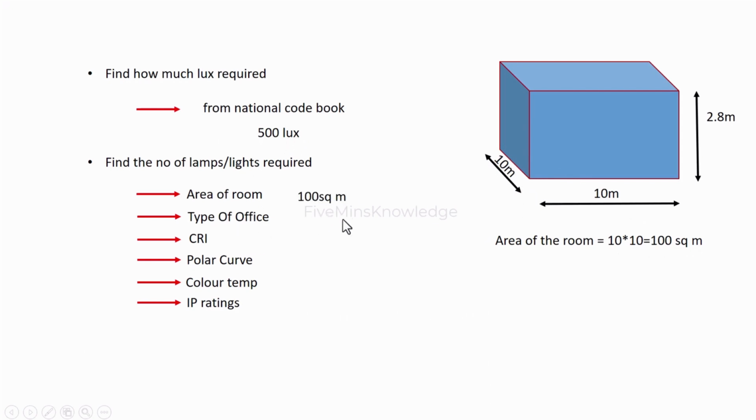Type of office is very important for the selection of luminaires, because there are various kinds of luminaires available. We have already discussed suspended type, recessed mounted types. As it is an office, there will be an air duct and cable tray above the false ceiling, so there must be a false ceiling. So we'll choose recessed mounted luminaires. And CRI inside office should be 80 and above, and polar curve should be opal curve or parabolic curve.